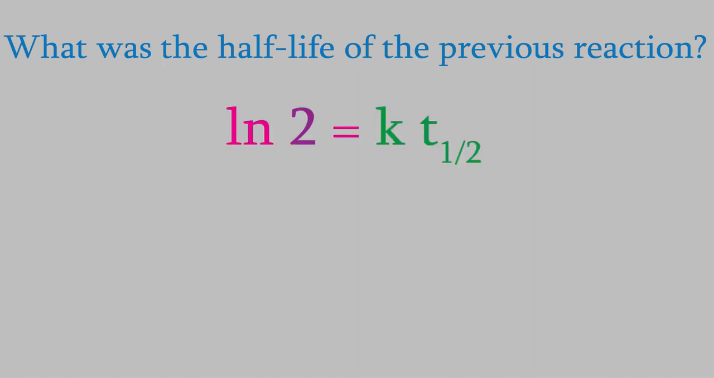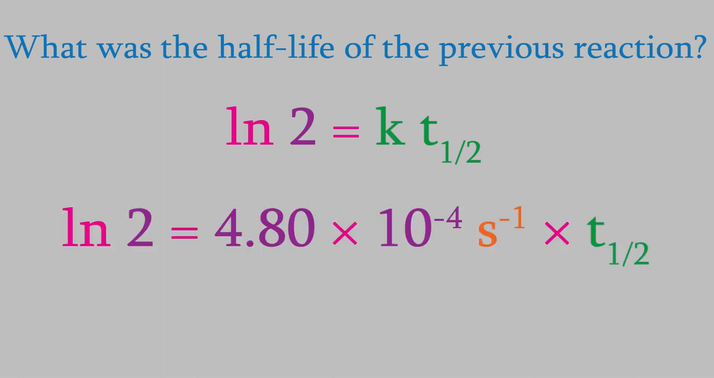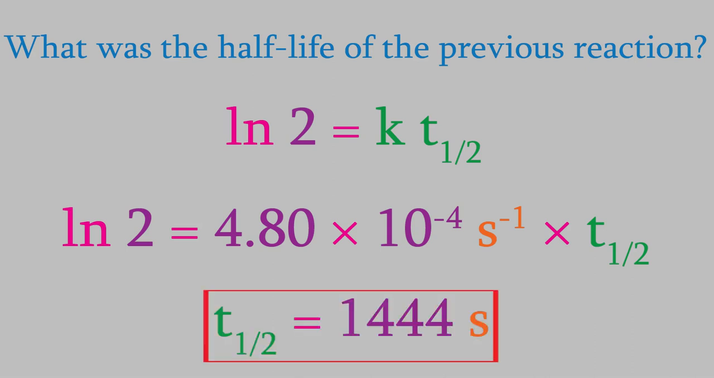All we need to know is the rate constant, and that was given in the previous problem. It was 4.80 times 10 to the minus 4 seconds to the minus 1. If we use that in this equation and solve for the half-life, that gives us 1,444 seconds. So, what does that tell us about the reaction? After 1,444 seconds, half of the reactants will be gone.